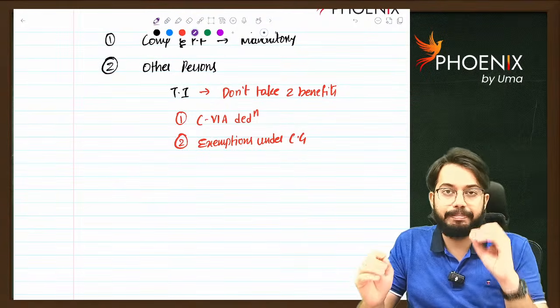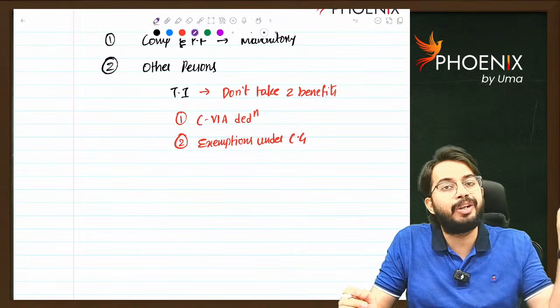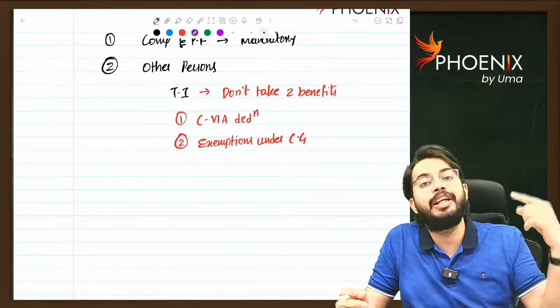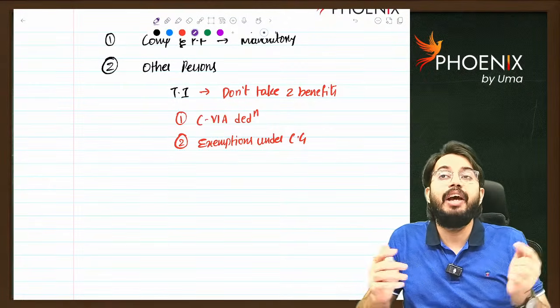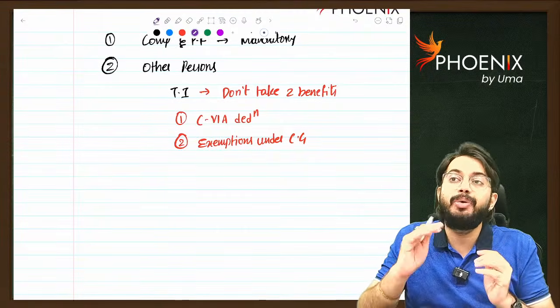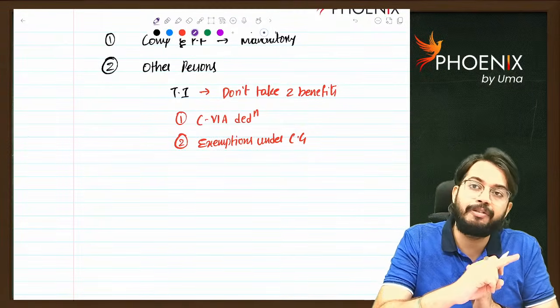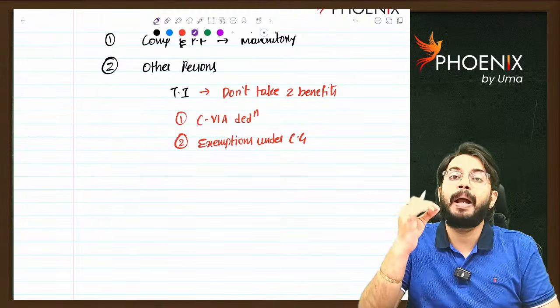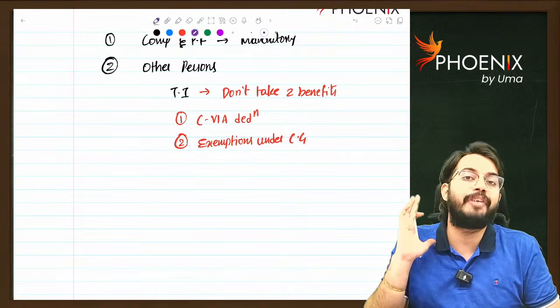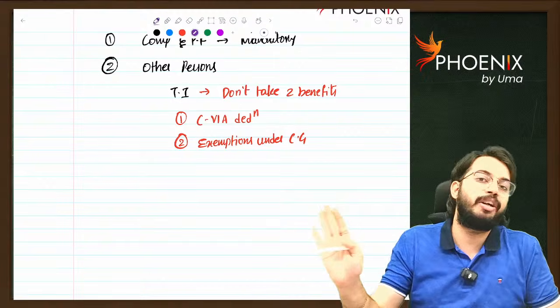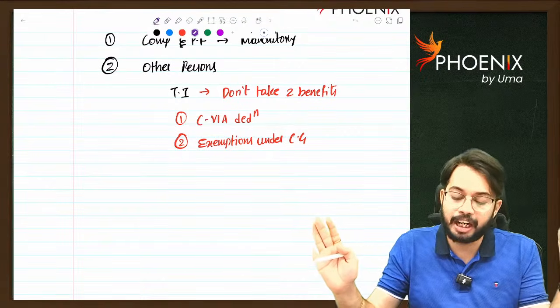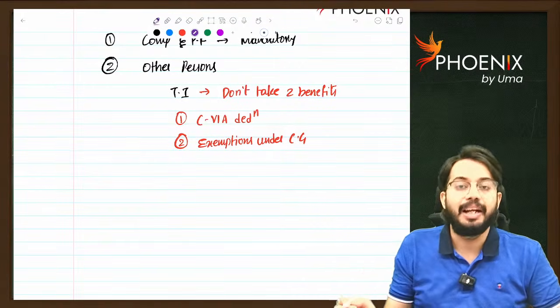See, very simple. While you are calculating total income for the purpose of calculation of tax liability, you will calculate total income normally. But when you are calculating total income to determine whether the assessee is required to file ITR or not, don't take two benefits. Don't claim Chapter 6A deductions, don't claim exemptions under capital gains.